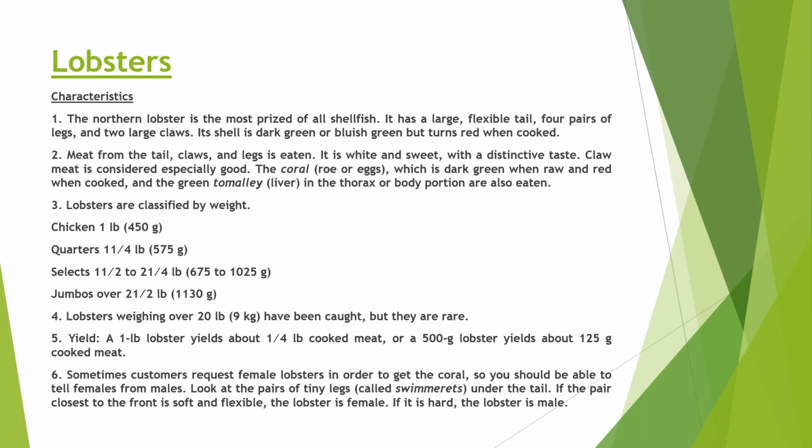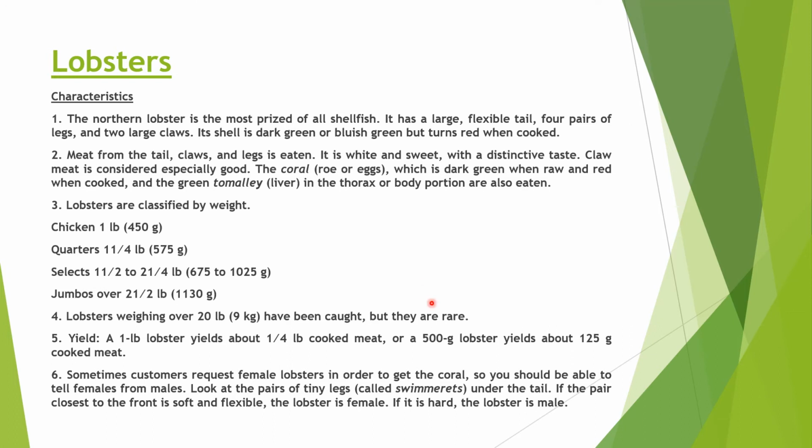Now lobsters are classified by weight. For example, what is known as the chicken is 1 pound, the quarter is 1 1/4 pounds, the select is 1.5 to 2 1/4 pounds, and the jumbo is over 2 pounds, 2.5 pounds. Lobsters weighing over 20 pounds, which is equal to 90 kilograms, have been caught, but they are rare. And the yield, or the amount of meat you can get from a lobster: from a 1 pound lobster, you get 1/4 pound of cooked meat.